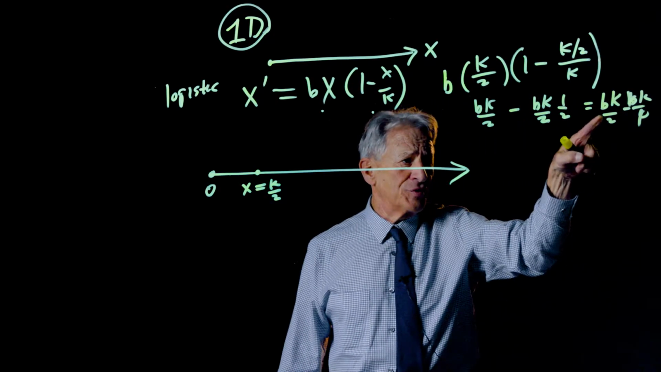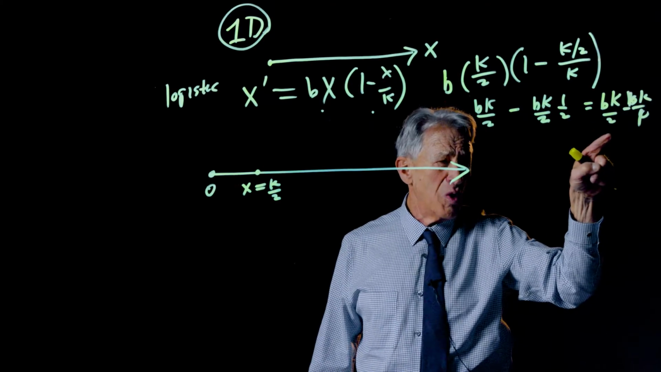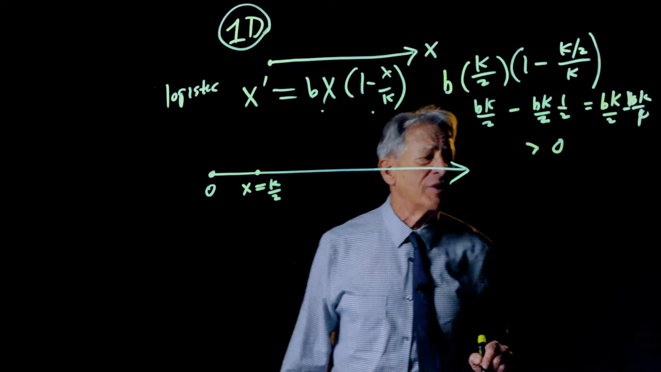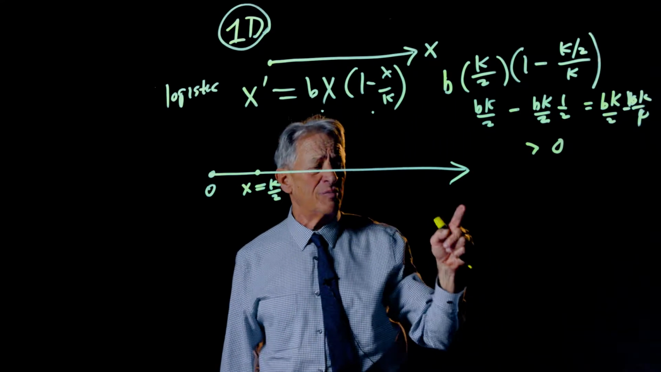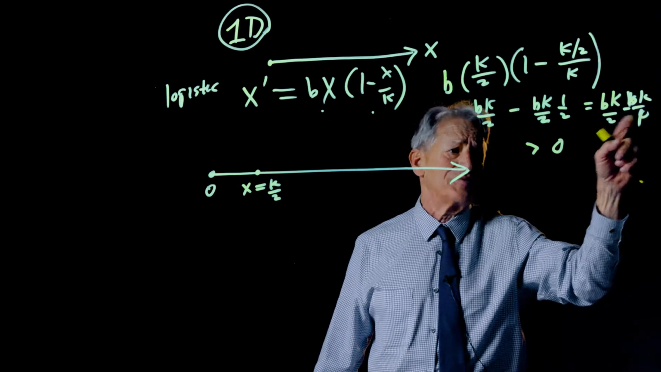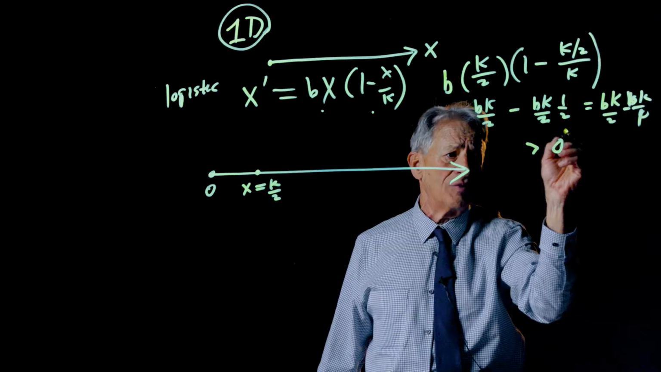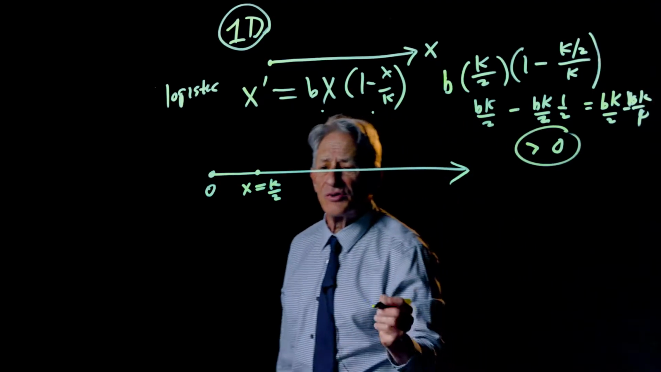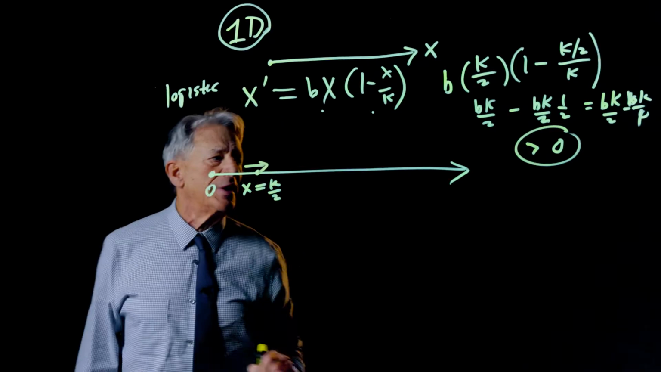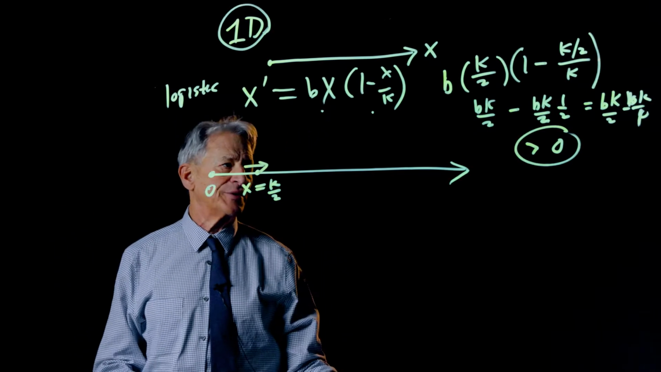Now, bk over 2, b and k are positive. So bk over 2 minus bk over 4 has got to be greater than 0. You're dividing a positive quantity by 1/2, and then you're taking 1/4 of that, and 1/2 of it is going to be bigger than 1/4 of it. And a bigger number minus a smaller number is a positive number. So we know that the vector field here is a positive number and is pointing to the right.